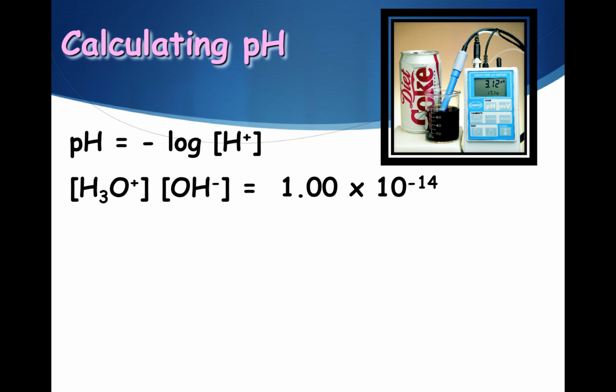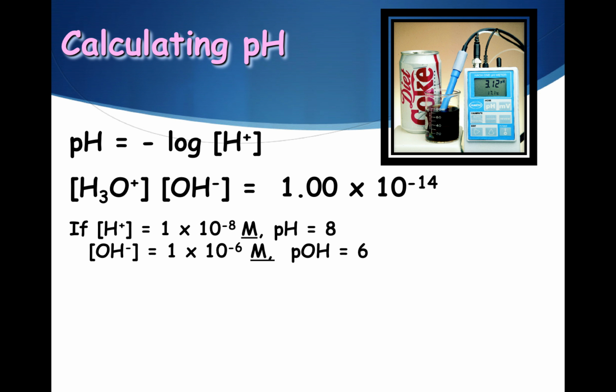Therefore, if the hydrogen ion concentration, which is the same thing as hydronium ion, is equal to 1 times 10 to the minus 8 molar, this means this solution has a pH of 8. The hydroxide ion concentration would be equal to 1 times 10 to the minus 6 molar, with a pOH of 6. This solution with a pH of 8, greater than 7, means this is a basic solution.